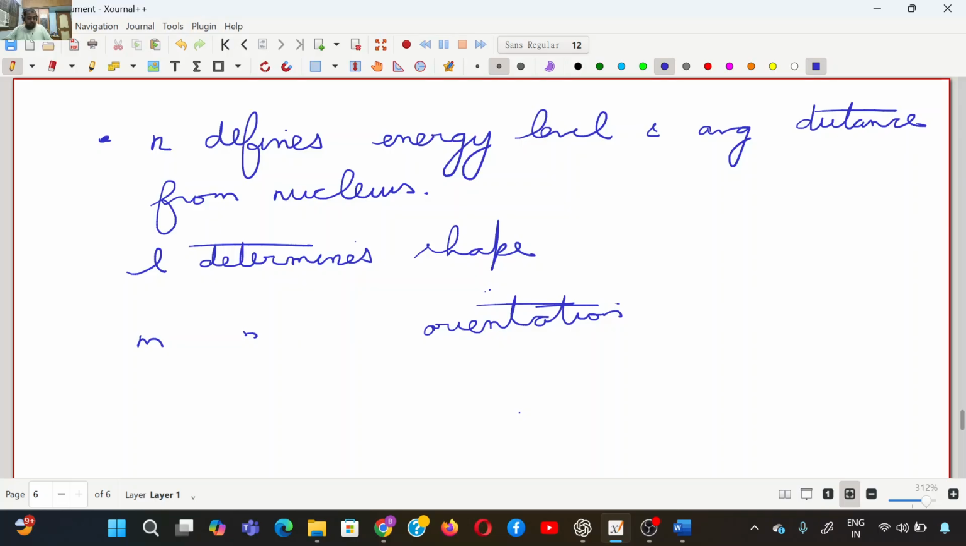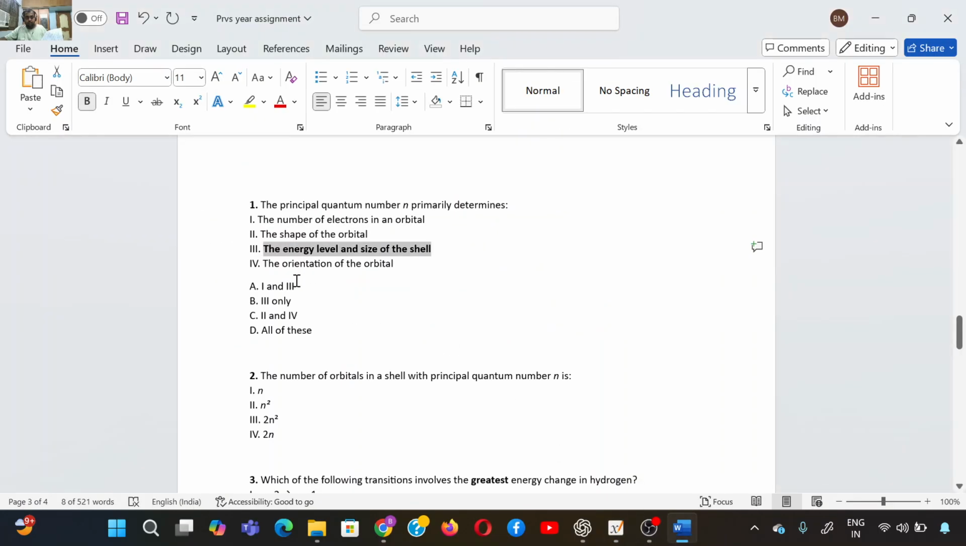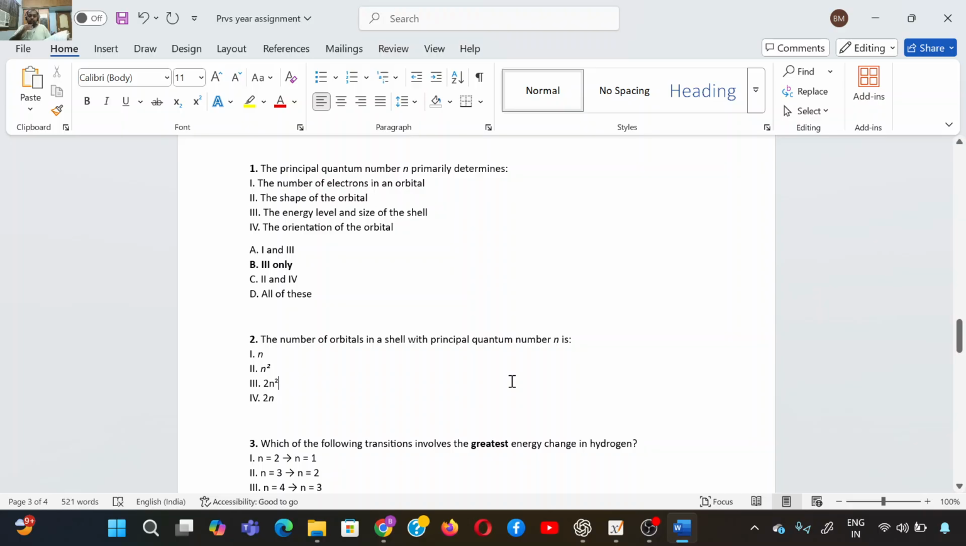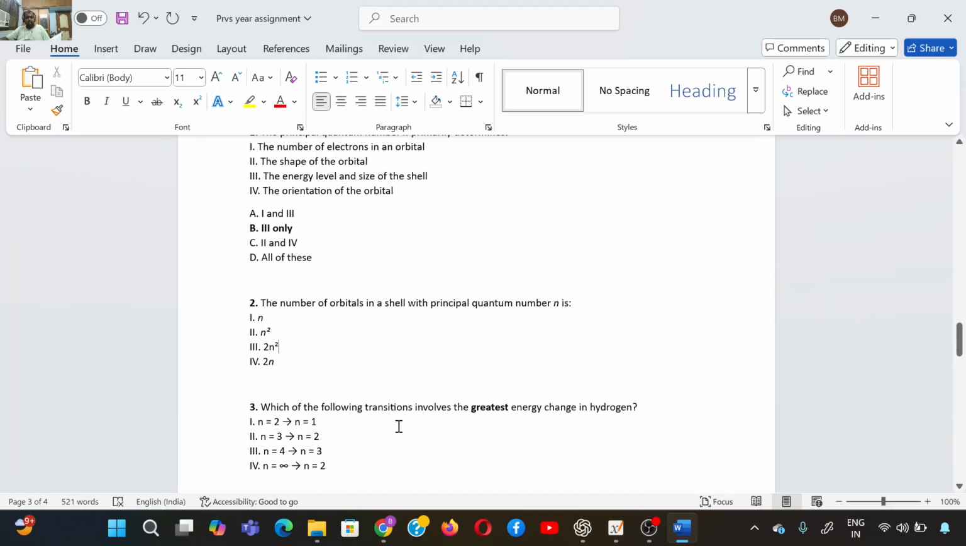The number of orbitals. So what's the answer for this? Answer is three only. Number of orbitals in a shell with principal quantum number n is how much? It's n square, right? And each orbital has got two electrons. So the total number of electrons is 2n square.